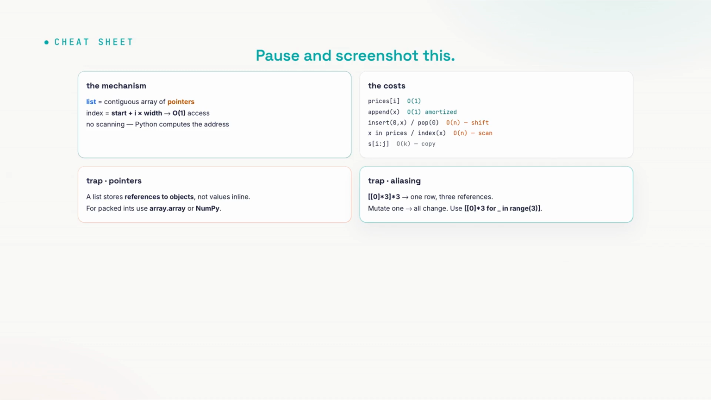Pause and screenshot this, it's the whole deck on one screen. The mechanism: a list is a contiguous array of pointers. Index equals start plus i times width, so access is O of 1. The costs: access O of 1, append O of 1 amortized. Insert at 0 and pop 0 are O of N because of the shift. Membership is O of N because there's no hash. And slice is O of K. The two traps: lists store pointers, not values, and multiply copies references.